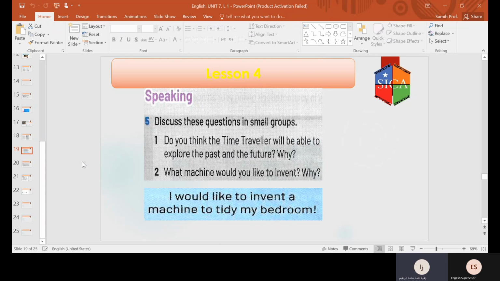I think that they would be able to explore the future and the past. He will be able or not. And if you say yes, tell me why. If you say no, tell me why also.